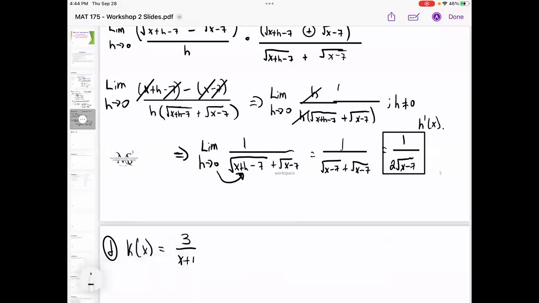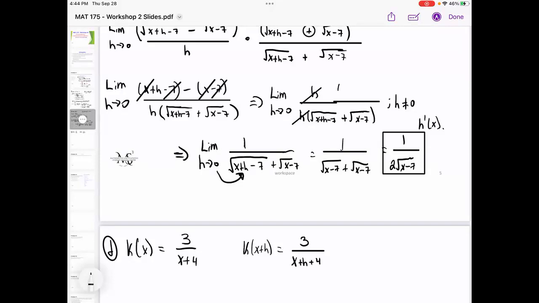As you've seen in the first three examples, the first thing that you would like to do is compute k of x plus h. So k of x plus h means that wherever I see an x, I just replace it with x plus h. So this will give us 3 over x plus h plus 4.